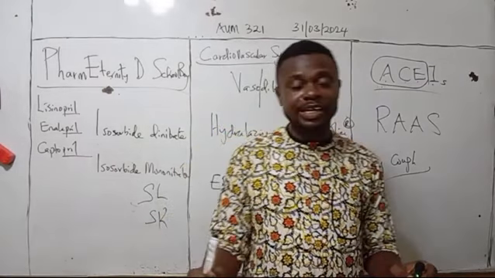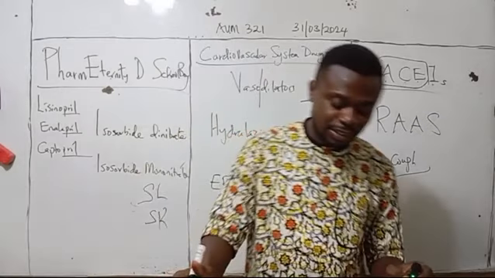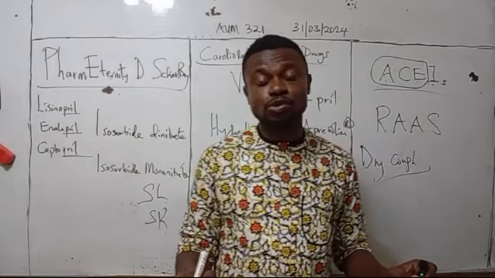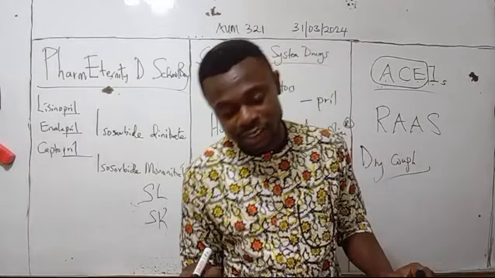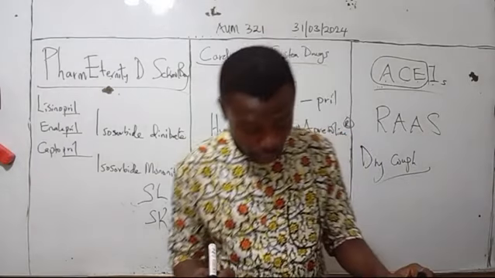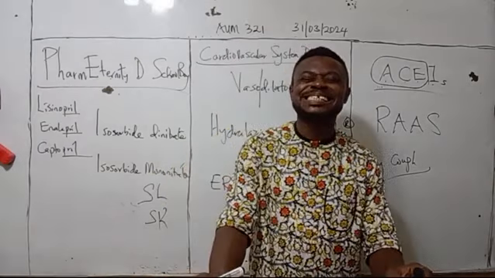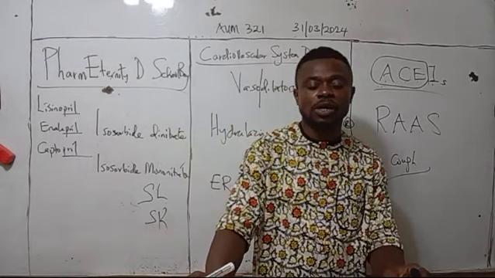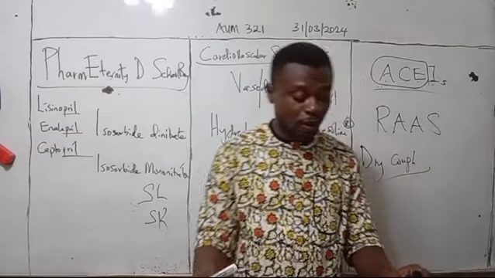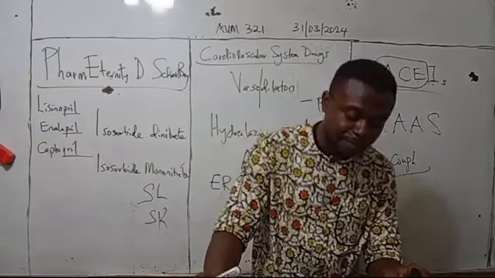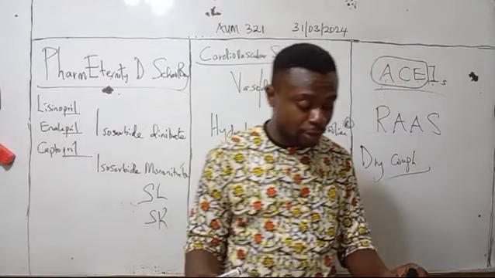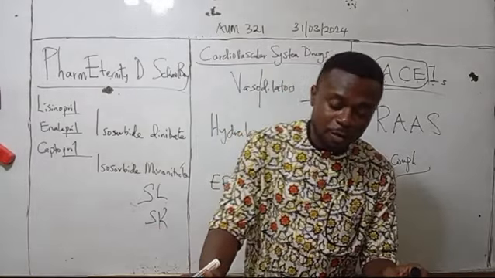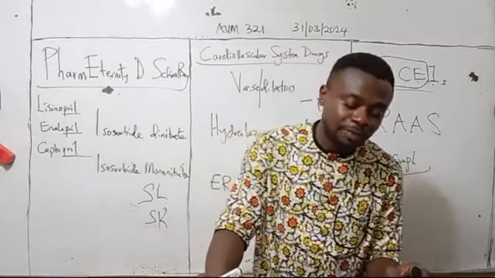So now the next one is captopril. We have it as 12.5 milligram, 25 milligram, 50 milligram, and 100 milligram tablets. You should take it twice a day or 3 times a day, 25 to 150 milligram, but you should not exceed 450 milligram per day. The maximum daily dose is 450 milligram per day.